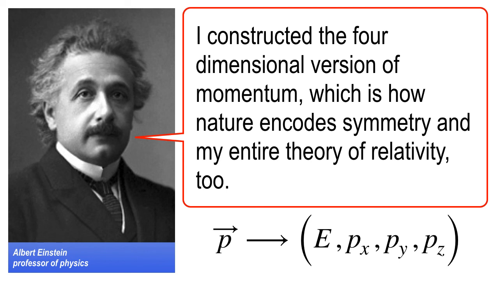But I do want to emphasize that in his four-dimensional quantity, the first component is the energy, like the kinetic energy, or the E equals mc squared energy, the rest energy. And then the other three components of the vector are the x component of the momentum, the y component of the momentum, and the z component of the momentum. So it's got spatial and temporal in those quantities.